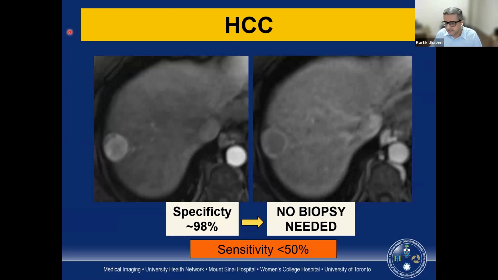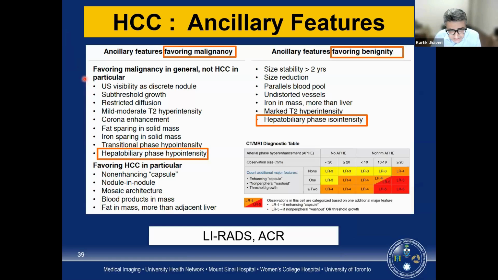Moving on to HCC, in the setting of HCC, we know that when we utilize the typical signs of HCC, which are arterial phase hyperenhancement and focal venous or delayed venous phase washout with capsule, that has a 98% specificity for the diagnosis of HCC, and hence a biopsy is not required. However, the sensitivity of this combination of signs is less than 50%. So only half of the HCCs we will be able to diagnose with a 98% or close to 100% specificity when you include these signs.